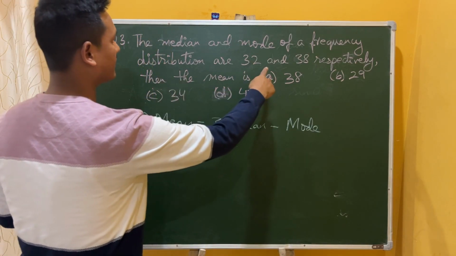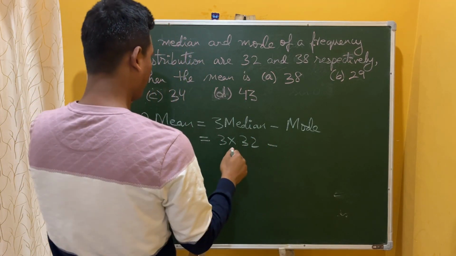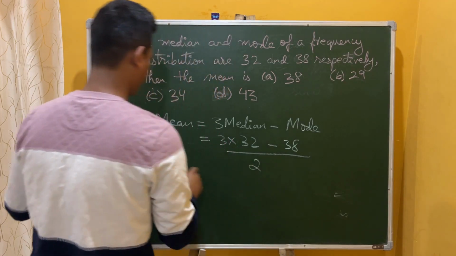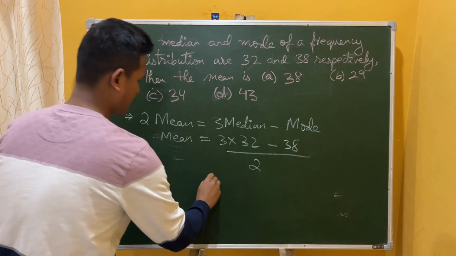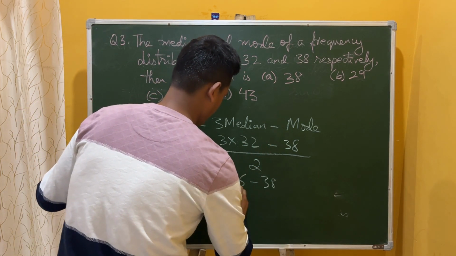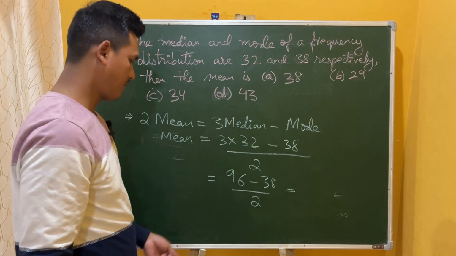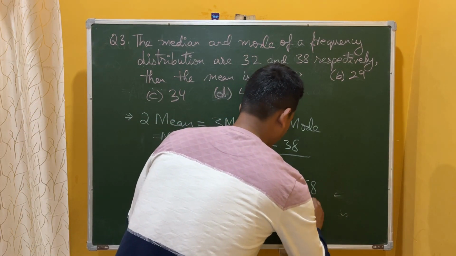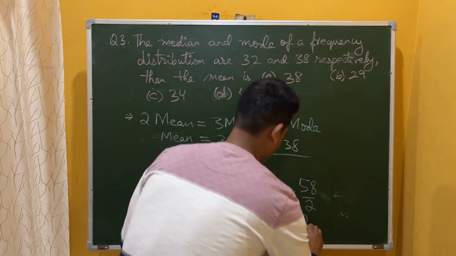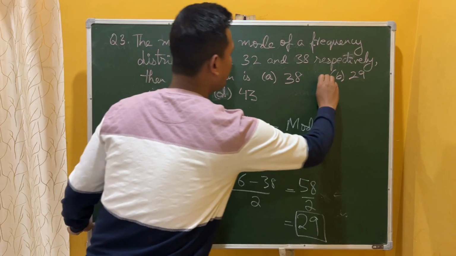Our median is 32 and mode is 38. If you bring this to the right, so this is 96 minus 38, that is 58, by 2, 29. So 29 is the answer.